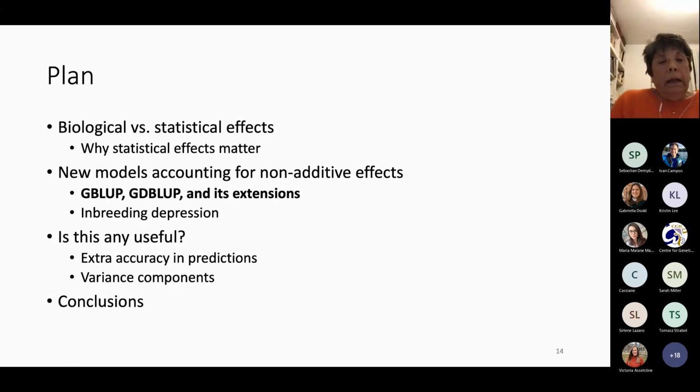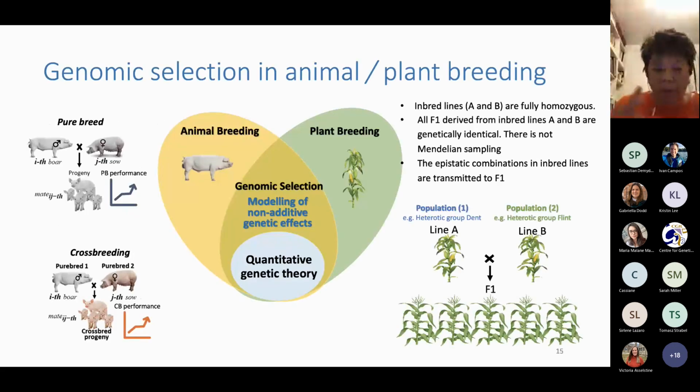Okay, now let me talk about the new models that account for non-additive effects. We will see that we can have GBLUP, GDBLUP, GIDBLUP, and all these extensions. We will start with that. But before going directly to the different models, all these models can be used in animal genetics but also in plant breeding. I want to show you that we use them in animals and in plants, but the schemes are not exactly the same.